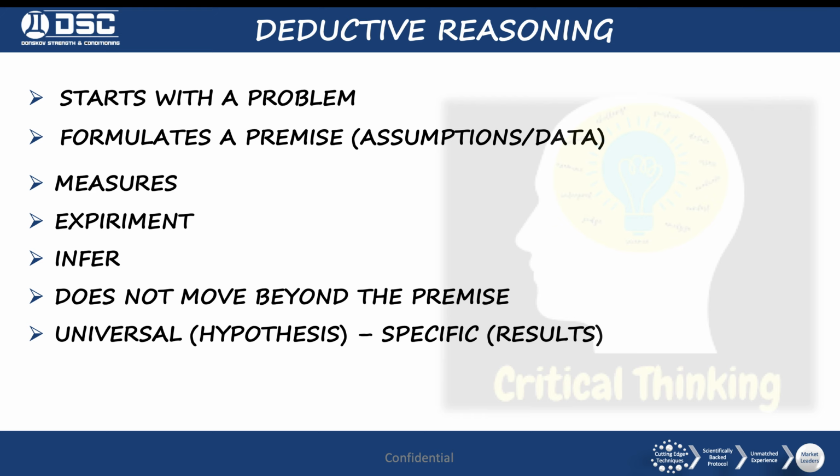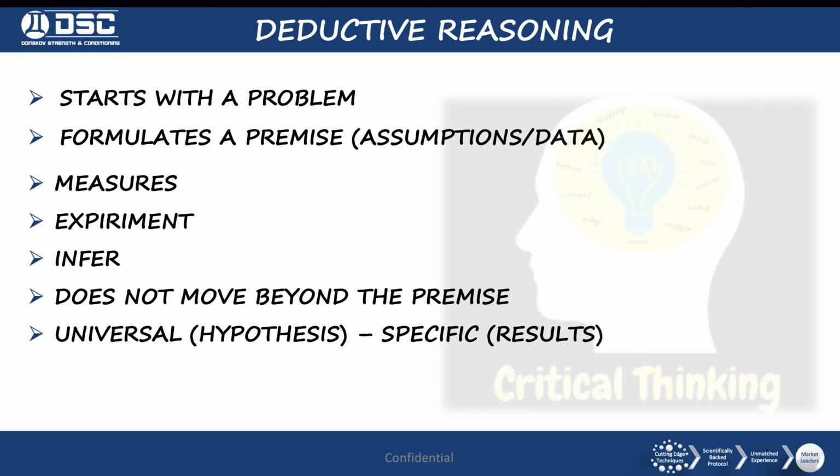Sir Karl Popper, who we'll see in the preceding slide, is famous for saying science starts and ends with problems. So for deductive reasoning, there has to be a rationalistic approach, meaning what's the problem? From there, we formulate a premise or a hypothesis, and we gather data. We measure, we experiment, we infer. And when we think deductively, we don't move beyond the premise. Again, this stems from a very universal thought, so a hypothesis or a temporary theory. We error eliminate and we get to a specific result.